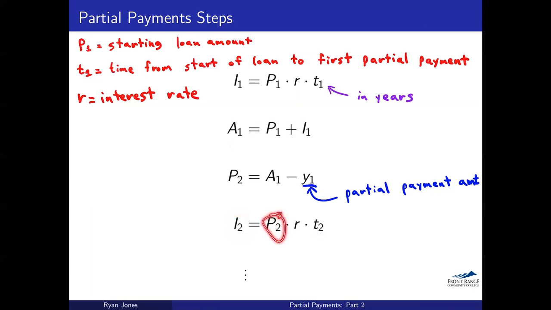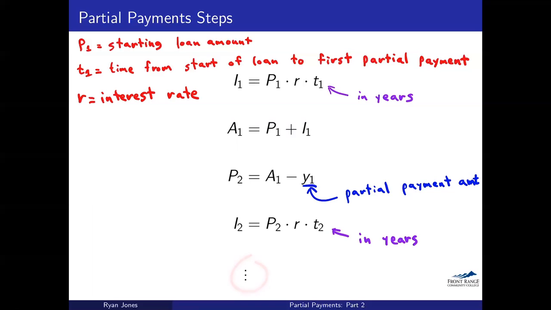And that interest is how much I owed at the beginning of this chunk of time, multiplied by the interest rate, multiplied by however much time elapsed during that second chunk of time, which would be in between my first partial payment and my second partial payment. This time again has to be in years.